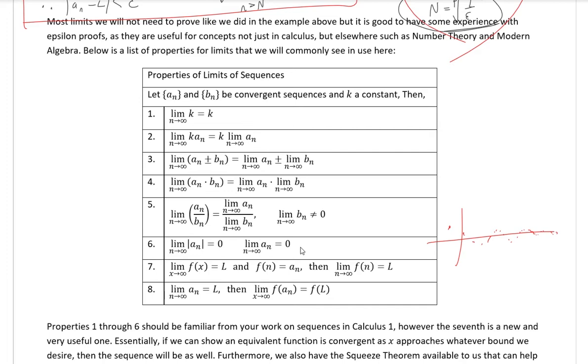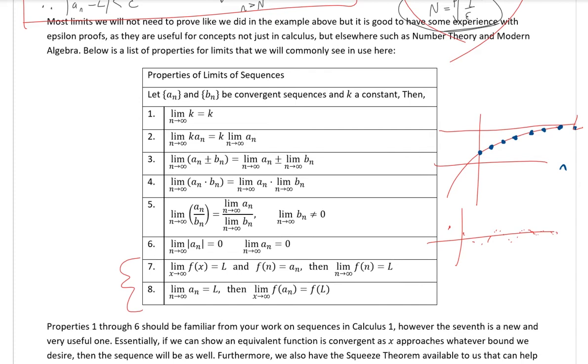Two of the most important ones from this section, though, that you may not have discussed are 7 and 8. 7 says that if you have the limit of a function is approaching L, and you have that the function of values of n will give you that sequence, meaning that the function itself, maybe this is my function, and it's approaching some limit. If I plug in values of n, and these values are my sequence, they just follow along the function itself, then all I need to do is plug in the function of that value of n, and that approaches L.